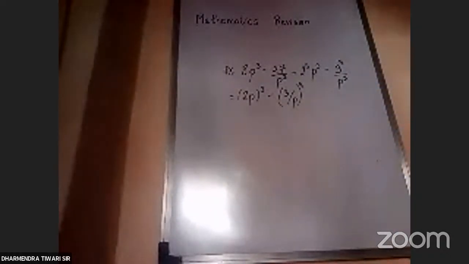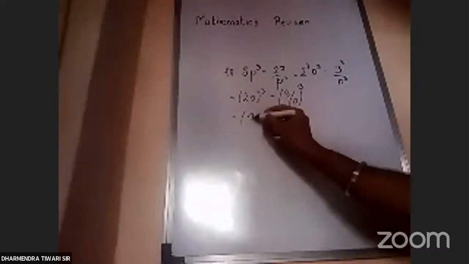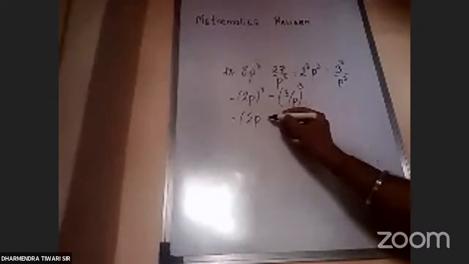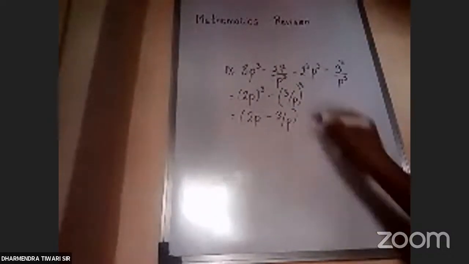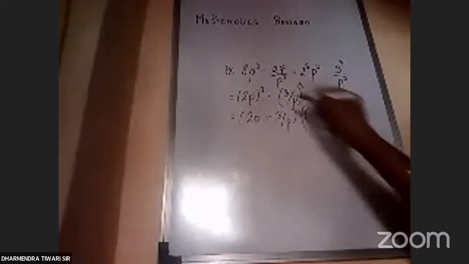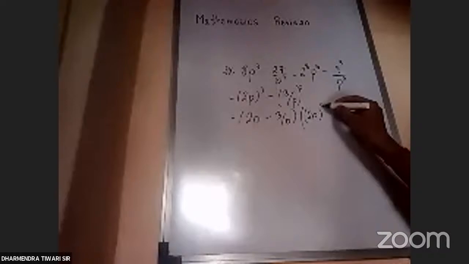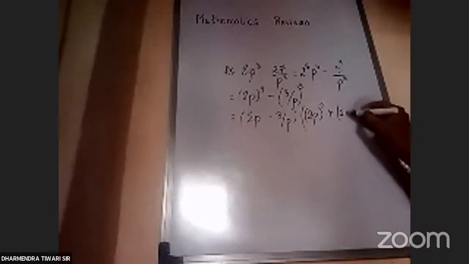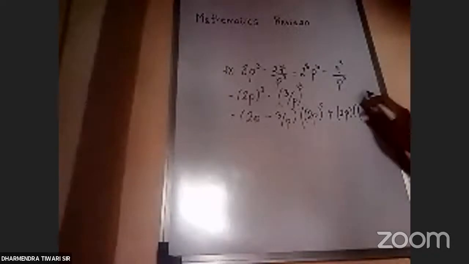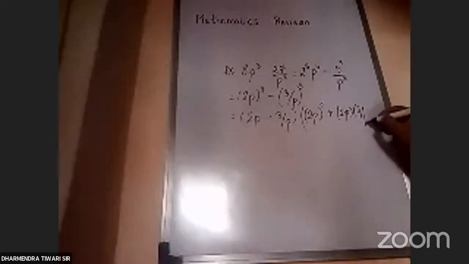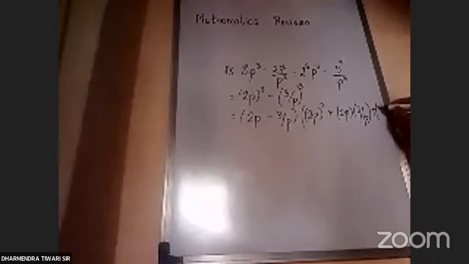Which formula can be applied? a cube minus b cube. What is the formula? a cube minus b cube is given by a minus b into a square plus ab plus b square. Just apply here. a minus b in bracket a square. What is our a? 2p, plus a means 2p into b, 3 by p, plus 3 by p the whole square.